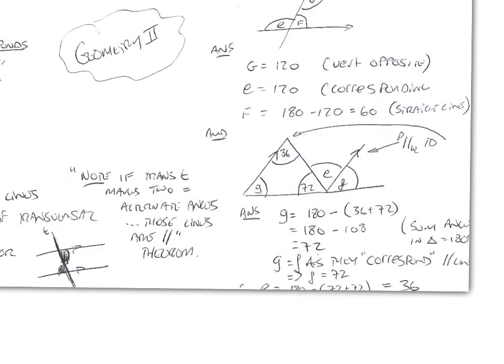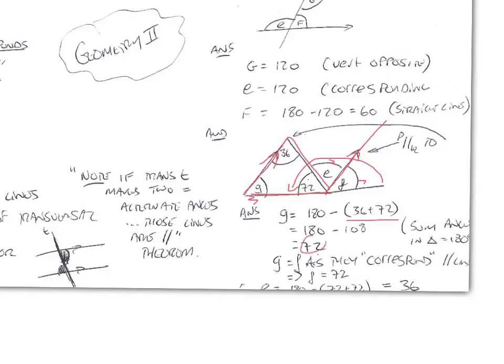Here's an interesting problem from that chapter, where we have a three-sided triangle, and this side is parallel to this other line that dissects this straight line angle here. And we're asked to find G, E, and F. Well, the first thing, to find G: the sum of three angles in a triangle is 180, so G must be equal to 180 minus these two. G is equal to 72.